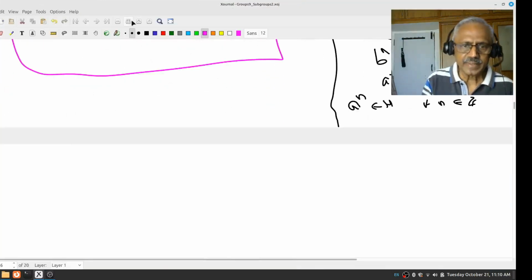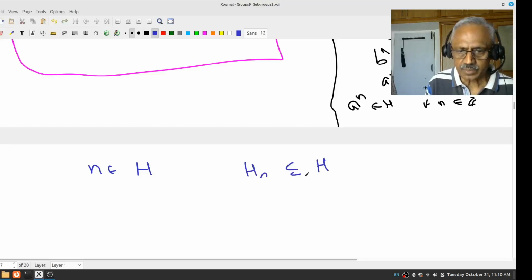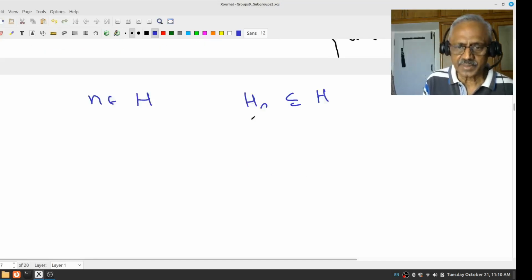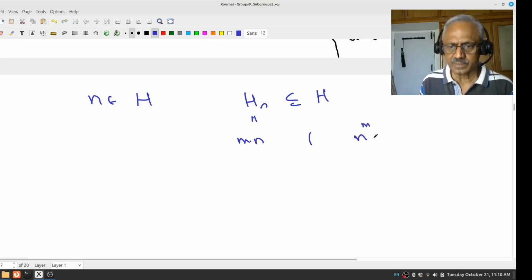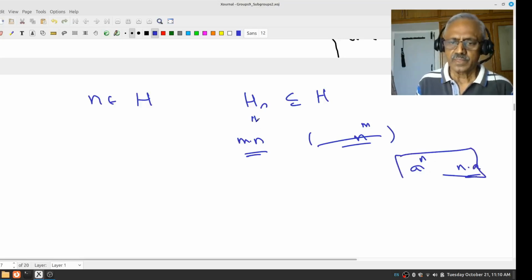So let's go back. Therefore, since n is in H, Hn must be a subgroup contained in H, because any element here is m times n. Okay, this is the additive notation. In multiplicative notation, it is n to the power m, that is n times n, or minus n times minus n. But all those things in the addition, we had already seen that, right? Whenever addition, a to the power n stands as na. Okay, this is clear.